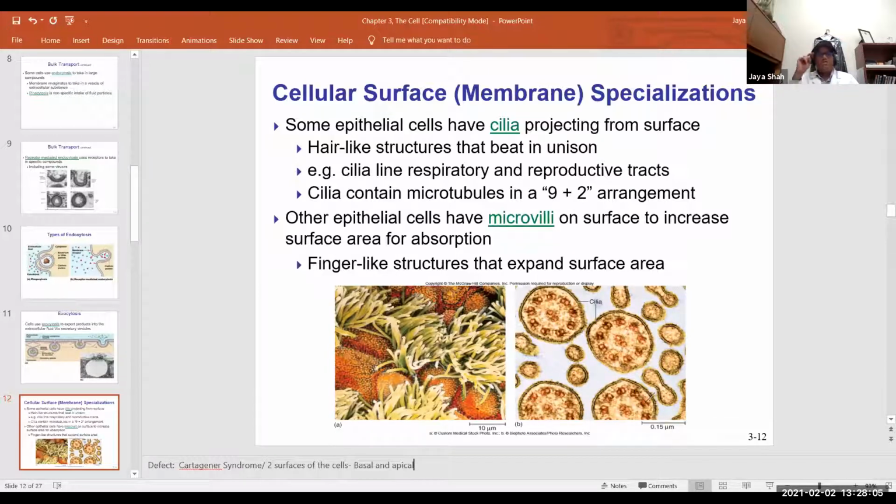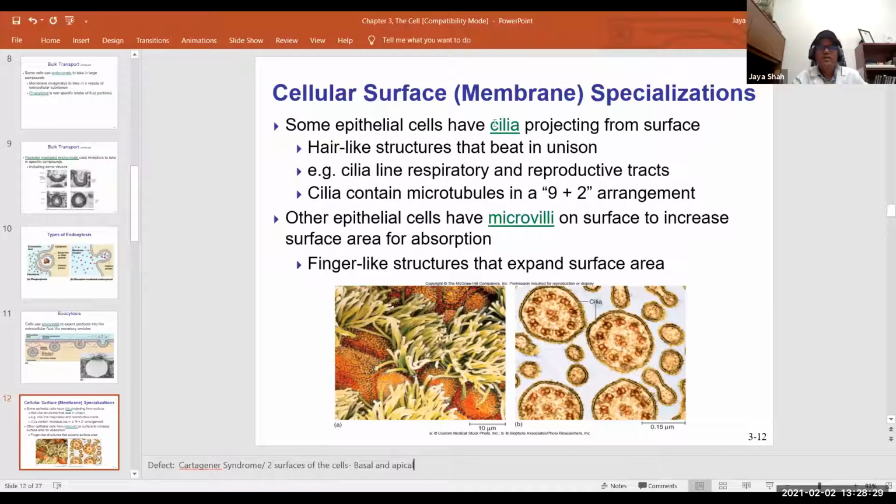Only the apical surface of the plasma membrane of a cell can form modifications. And there are two modifications of the plasma membrane of the apical surface of a cell, and those are cilia and microvilli. That is called cellular surface or membrane specialization.